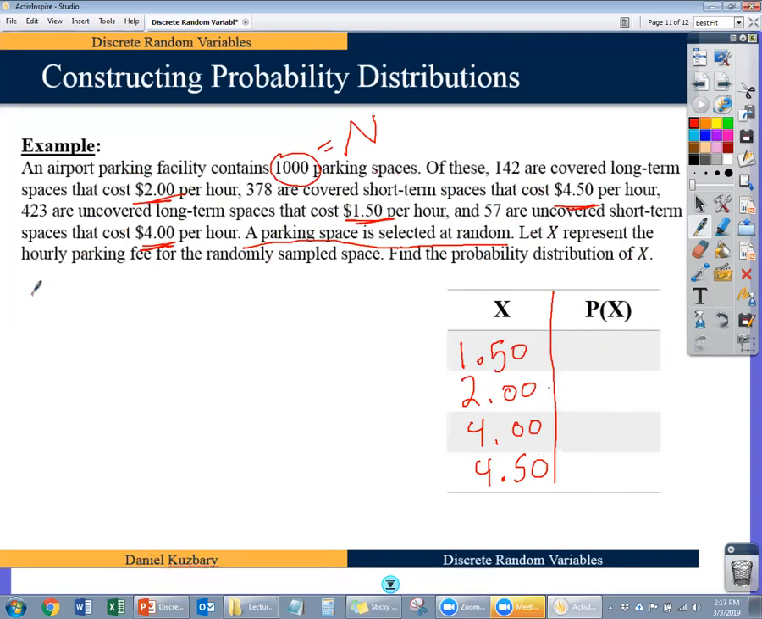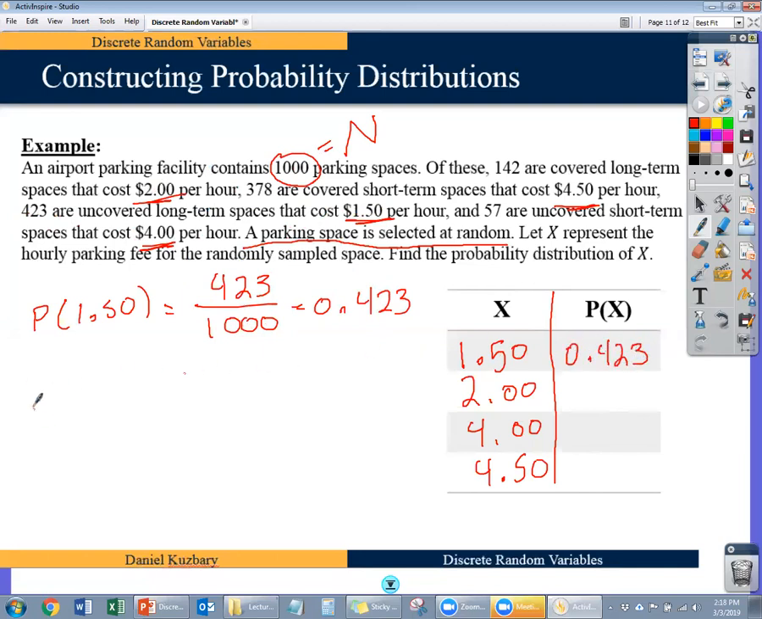So the way I'm going to do that is I'm going to find the probability that I get the $1.50 spots, which is going to be the proportion, or the number that are in this category, which is 423. So 423 of them are in this category. So it's going to be the number in the category over the whole sample size, in this case, the population size. So this is the chance that I randomly pick something in this category because there's 423 of them and I've got 1,000 total. And this is equal to 0.423. Dividing by 1,000 is easy, just move the decimal to the left 3 places. So I got 0.423. And then I'll do this for the other ones too.